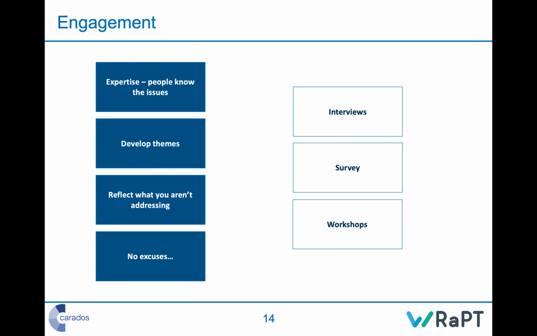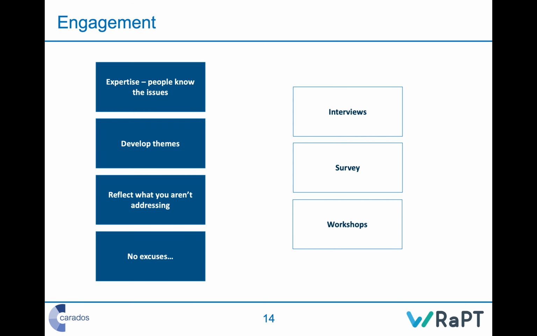If you ask lots of people, people know the issues. So whatever you know, but if you ask 100 people or 1,000 people across a system, you're going to get a lot more expertise and a lot more eyes targeted at the problem. So you do need to make sure you engage people to get their expertise, obviously.